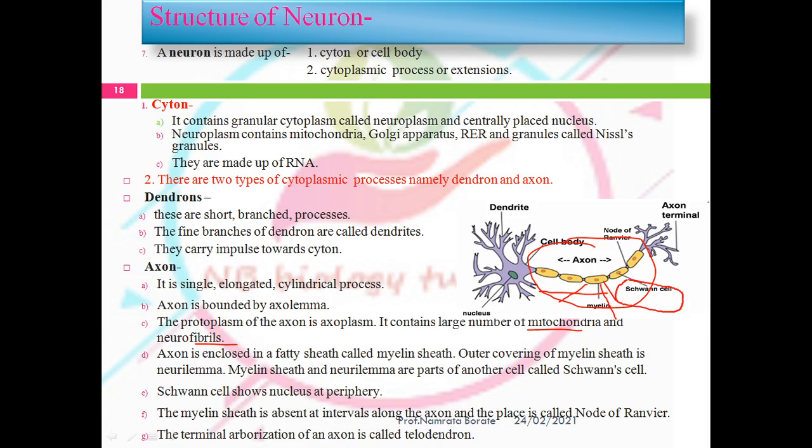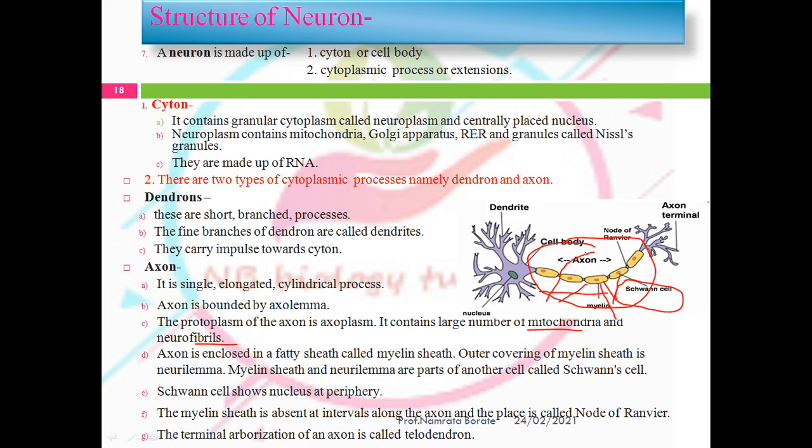So this is the Schwann cell. The Schwann cell shows the presence of a nucleus at the periphery. The myelin sheath is absent at intervals. You can see here there is an absence of the myelin sheath at the interval along the axon, and the place is called a node of Ranvier.